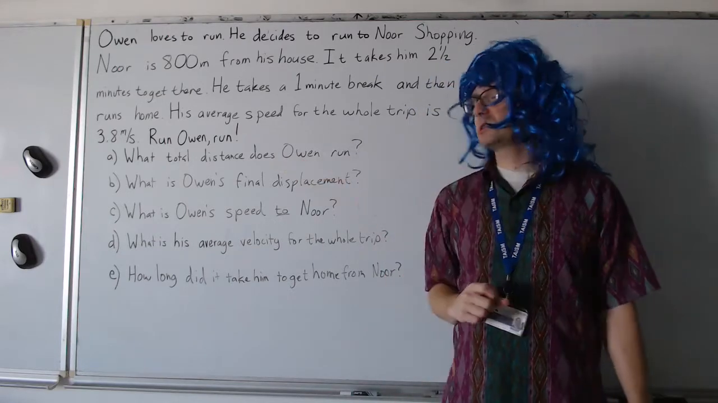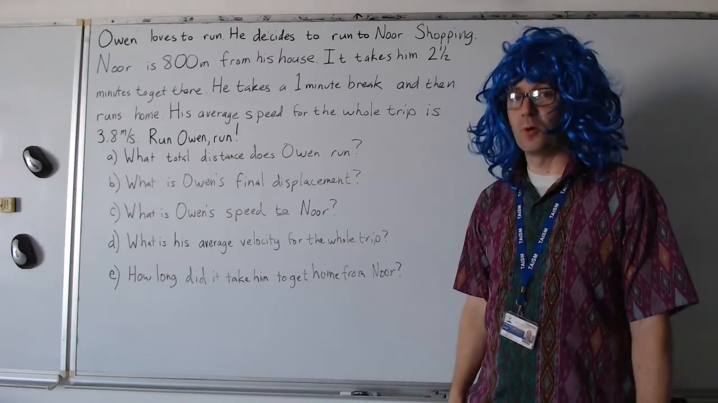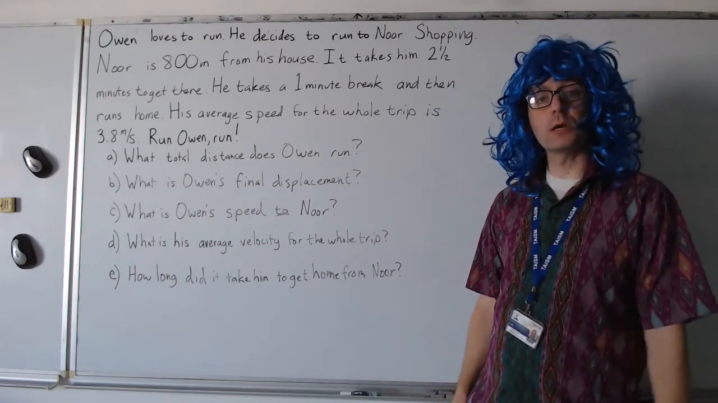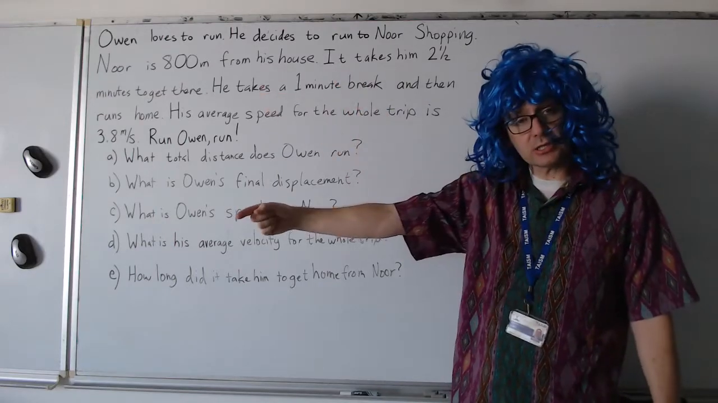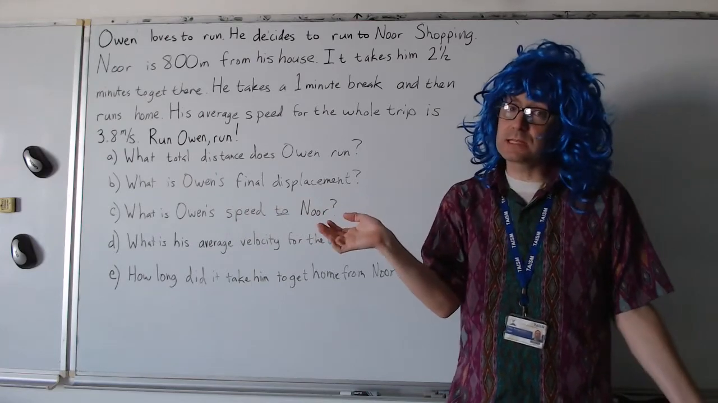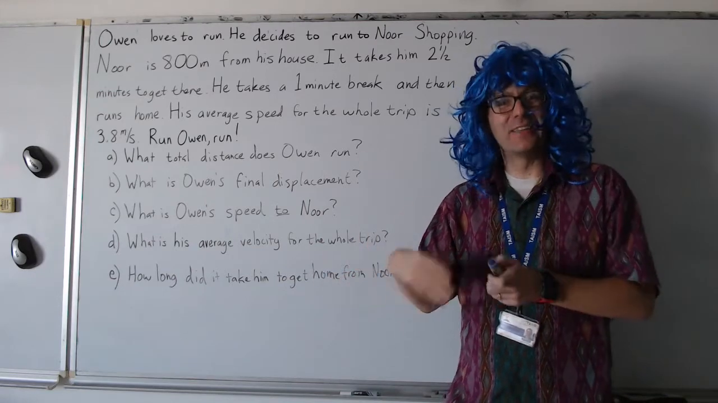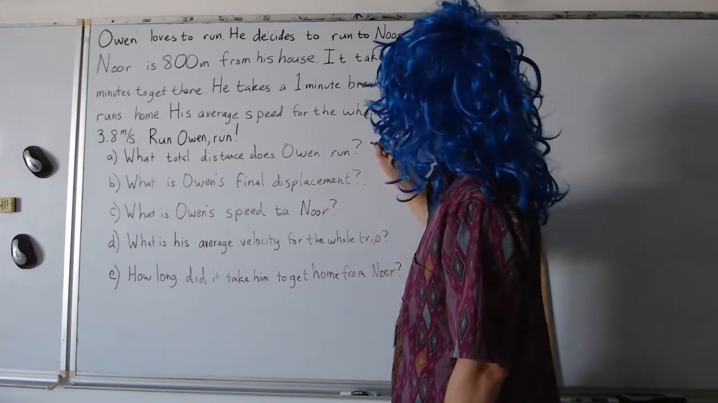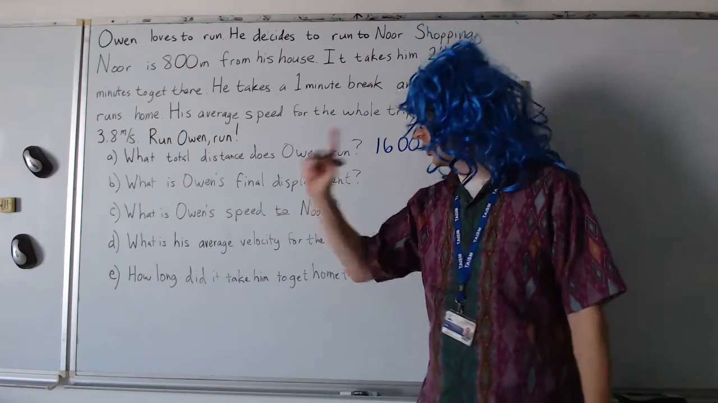First question, what total distance does Owen run? Well, this should be pretty straightforward. He goes from his house to Knorr, which is 800 meters, and then he goes back to his house, which, assuming he goes the same distance, is going to be a total of 800 plus 800. That would be 1,600 meters. That is the total distance.